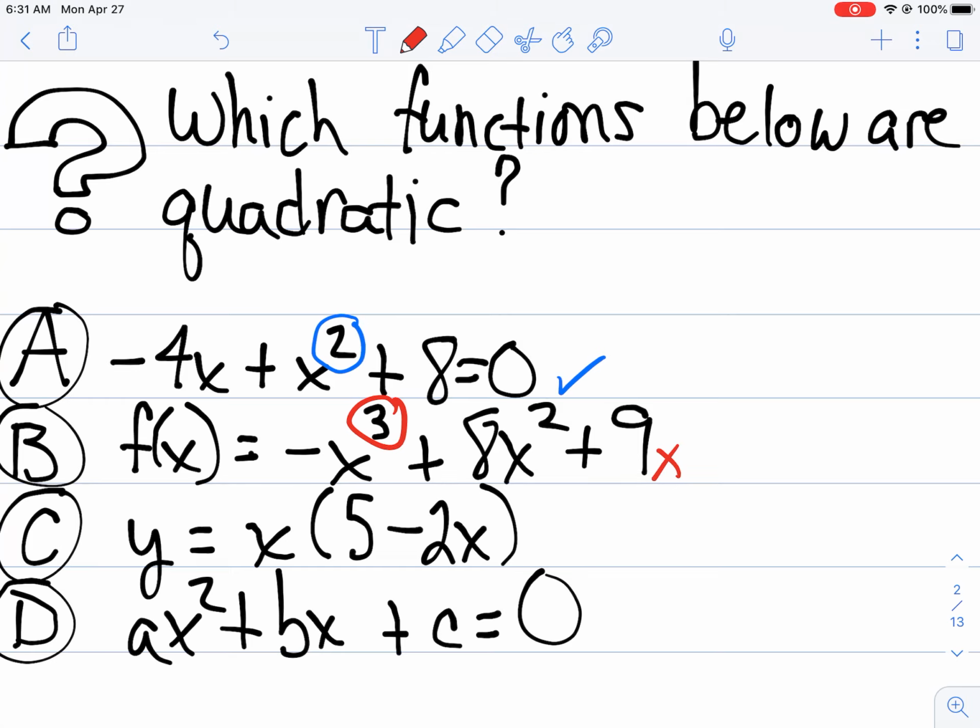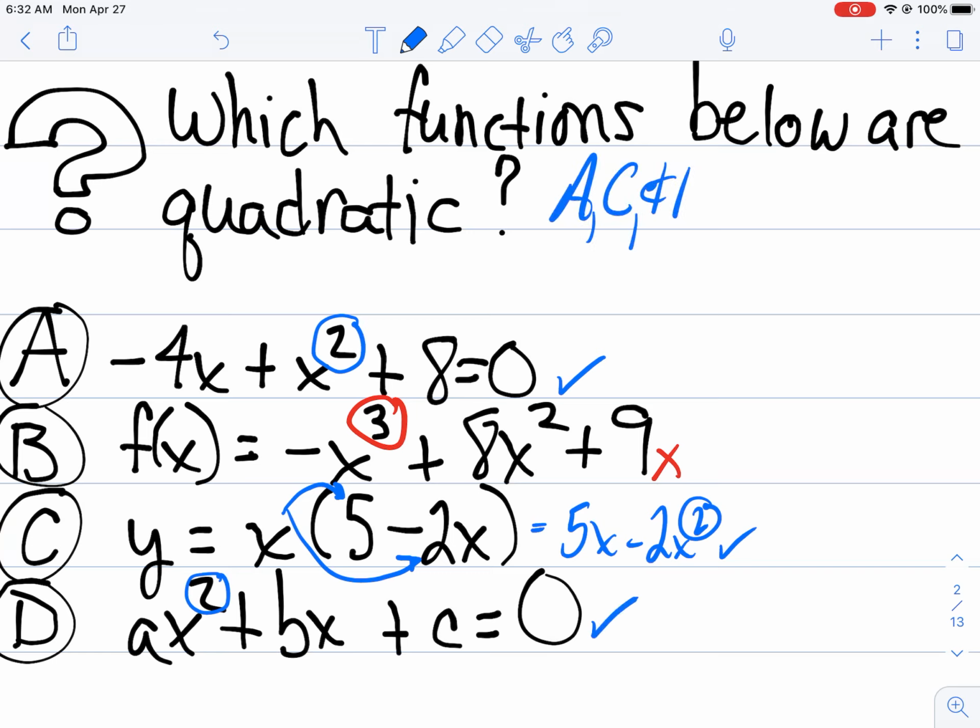Now on C, if you rewrite this so there are no parentheses, I can distribute the x to the 5, and again to the negative 2x, and I get 5x minus 2x squared. So there's my degree of 2, so that's a quadratic, okay? And then the bottom one, that's standard form. So there's my 2, so that's standard form. So I would say that A, C, and D are my quadratic equations, okay?